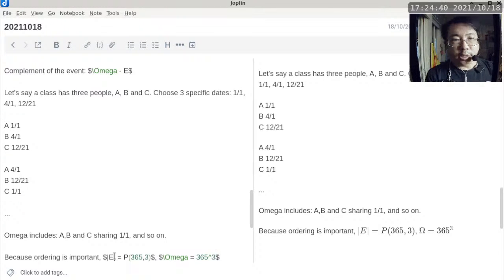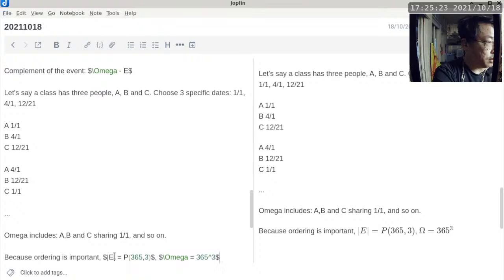All right, let me just pause here and see if you guys have any questions. What I'm attempting to do is to go through the reasoning of why we have chosen the permutation of choosing 3 out of 365 as the cardinality of the event. Why isn't the cardinality of omega 365? I thought it is 365 to the power of 3.